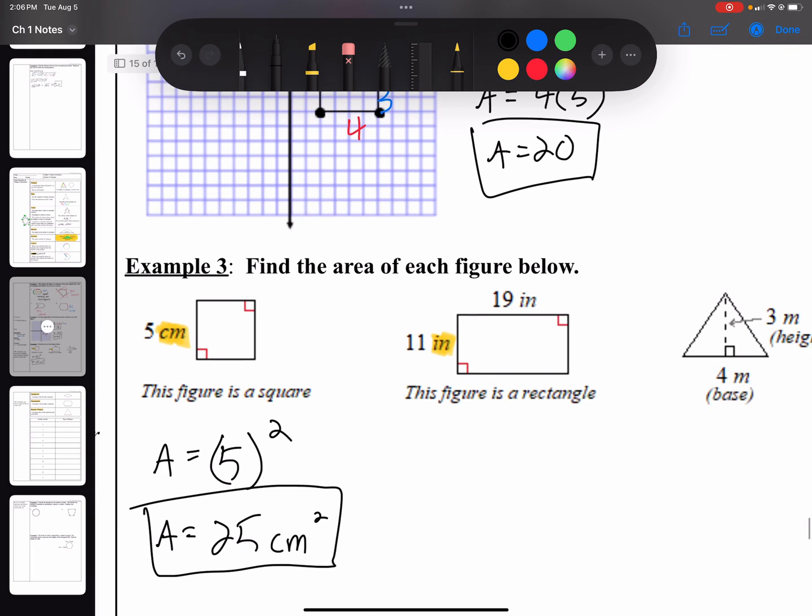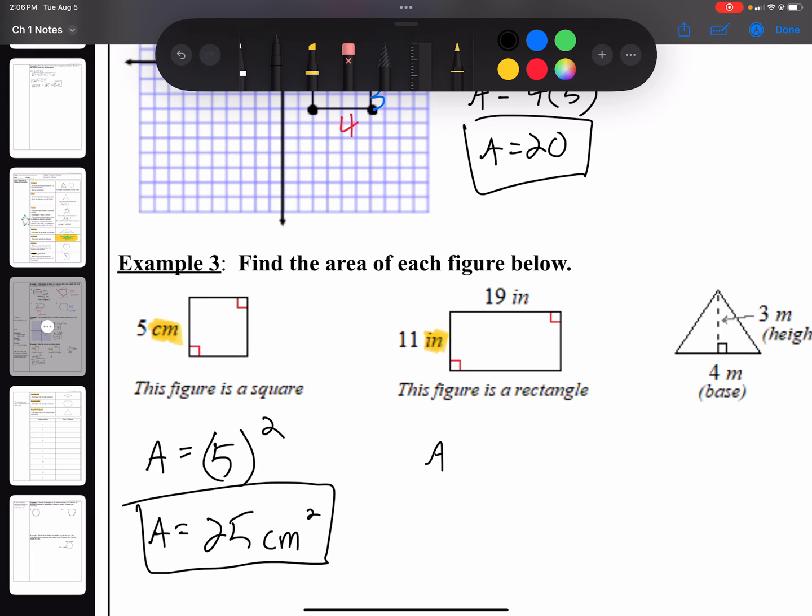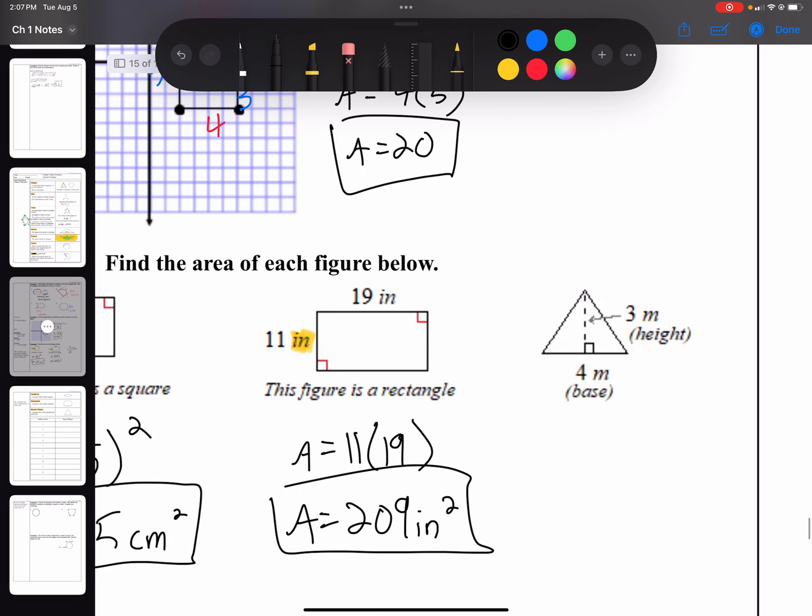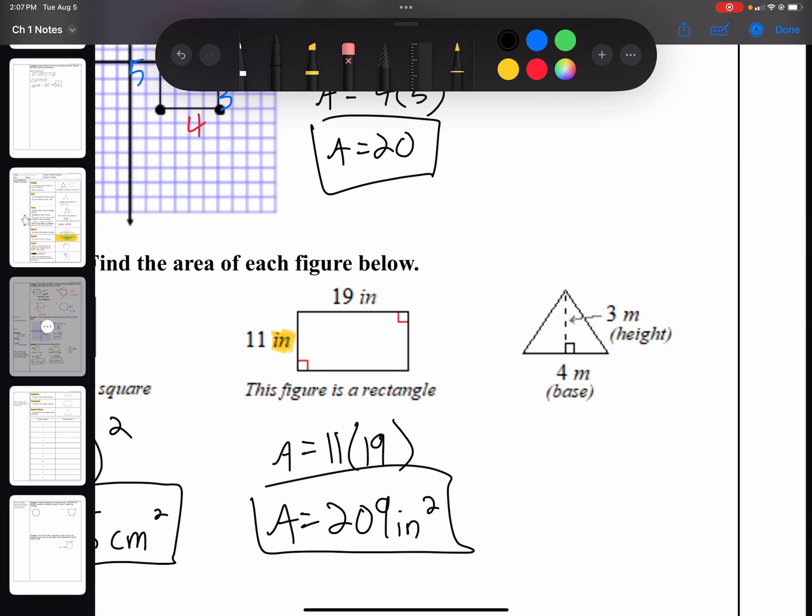Next is a rectangle. The area of a rectangle is base times height, or length times width. So that'll be 11 times 19, or 19 times 11. It's interchangeable. It really doesn't matter what order you multiply in. So we will get an area of 209 square inches. And the area of this triangle will be 1/2 the base times the height. So 3 times 4 would be 12, and half of 12 would be 6. So the area is 6 square meters.